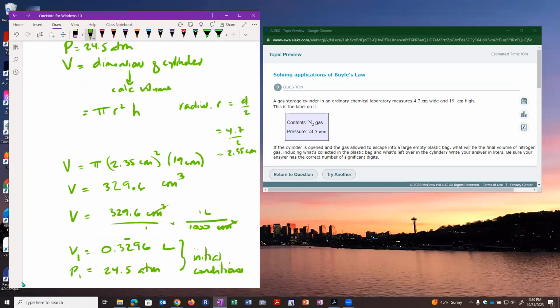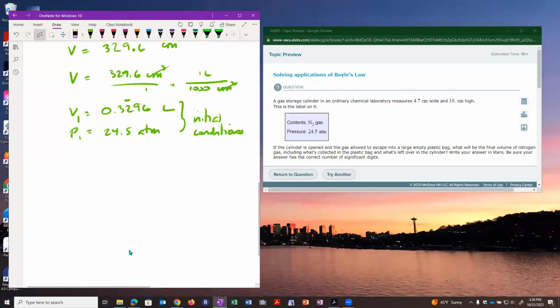So what are the final conditions of pressure and volume? Well, final pressure, P2 here, it says that it's allowed to escape into a large empty plastic bag. So we can assume then that if this goes into the empty bag, the pressure is going to be whatever atmospheric pressure is, which is going to be 1 atmosphere. So then our V2, the final volume, is what we need to calculate.